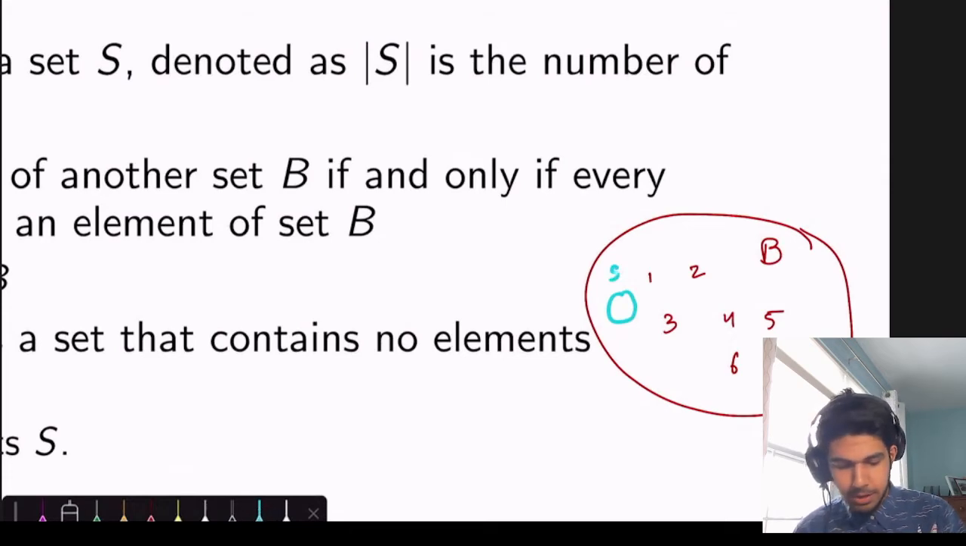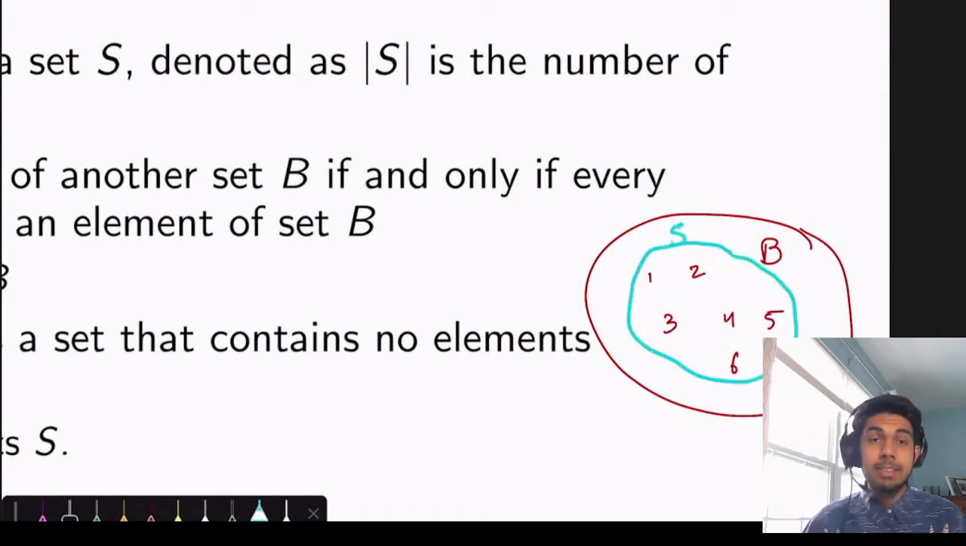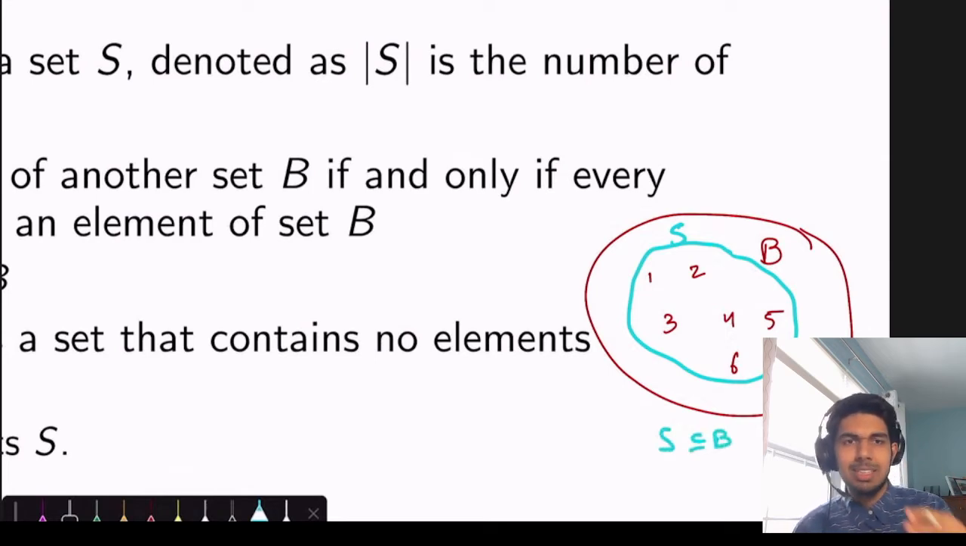And then another important one to think about is this one, where S contains the numbers 1 through 6 in this case, and all of those are included within B. So we know that in this case, S and B are equal, but here we would still say that S is a subset of B. So that's how I like to imagine it with these circles, and one circle contained within another circle.